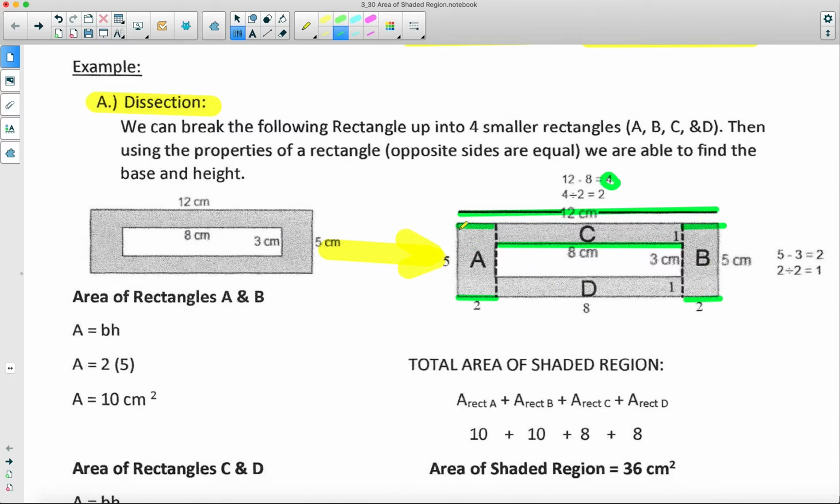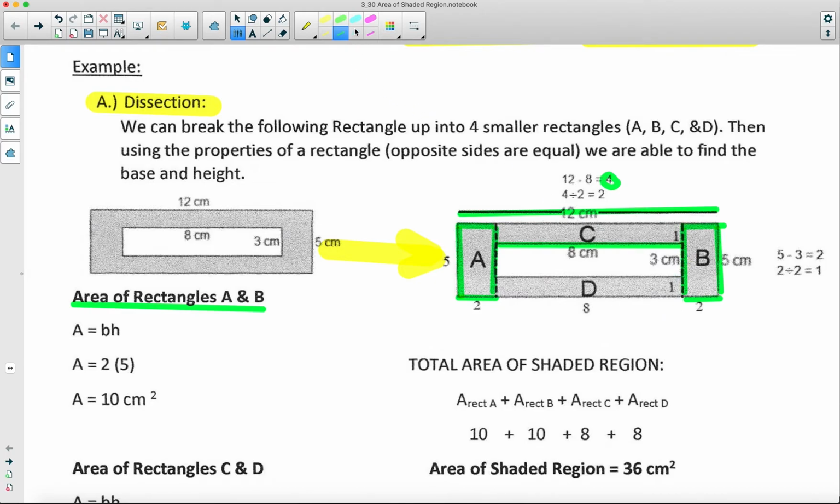Now notice, rectangle A and rectangle B are identical. And it just so happened to be that way for this problem, which is nice. So right off the bat, I know how to find the area of A and B. They're both rectangles, so it's going to follow base times height, 2 times 5, to give us an area of 10 centimeters squared.